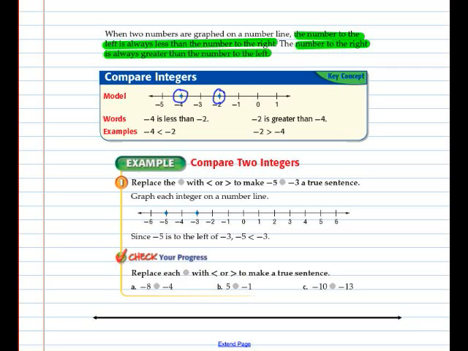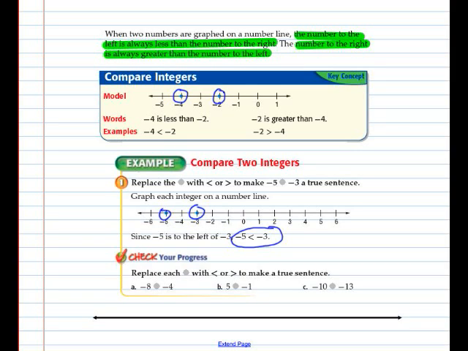Replace the circle with less than or greater than to make negative 5 ? negative 3 a true sentence. Graph each integer on the number line. Here's negative 5. Here's negative 3. Negative 3 is to the right of negative 5. Therefore, negative 5 is less than negative 3, being to the left on the number line.